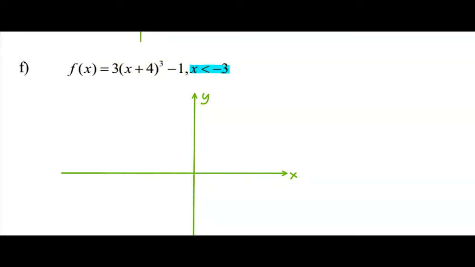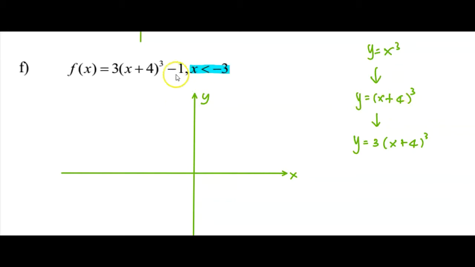To sketch this graph, first I will sketch the basic graph, that is y equals x cubed. From y equals x cubed, I will sketch y equals (x plus 4) cubed by moving the basic graph to the left by 4 units. After that, I look at the function having the coefficient of 3. So now we need to sketch the graph of 3 multiplied by (x plus 4) cubed, which will make your graph of (x plus 4) cubed more steep.